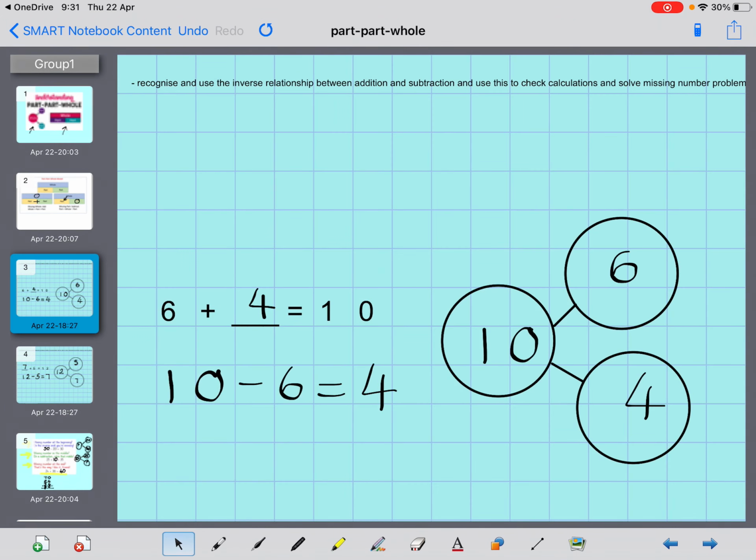So I hope that this just helped you to understand why we use part whole and what the two parts mean and what the whole number means.